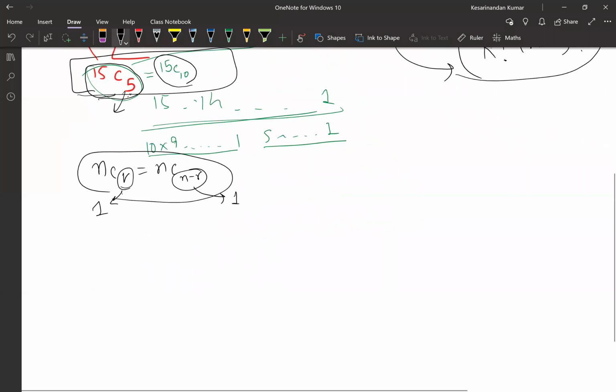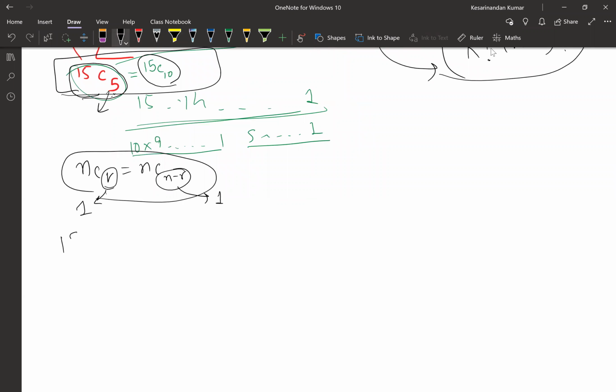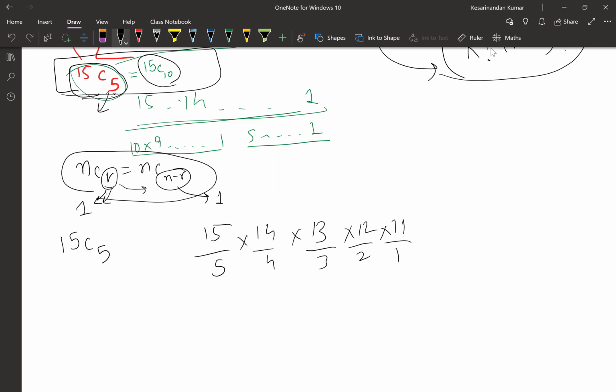So what I will do is, let's say 15C5, I will write 15 by 5 directly, 14 by 4, 13 by 3, 12 by 2 into 11 by 1. That's it. No need to go further. And this works for any combination that you will get in nCr, provided r is the smaller one. r or n minus r, this r should be the smaller one. Just use the formula like this anytime.